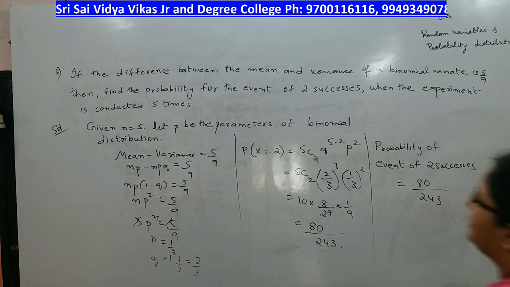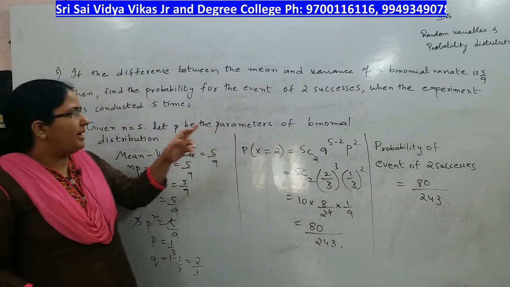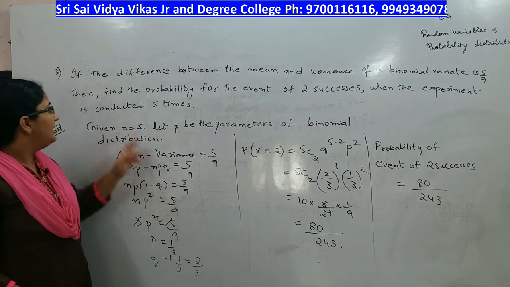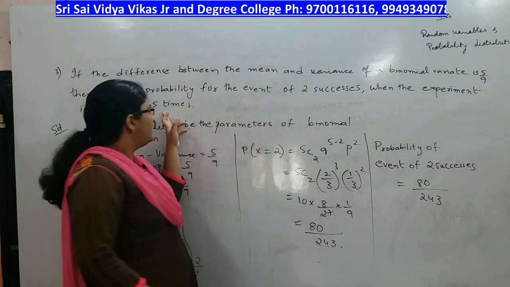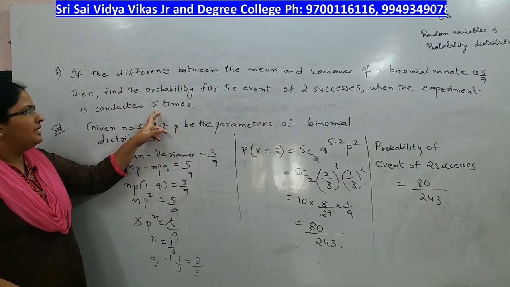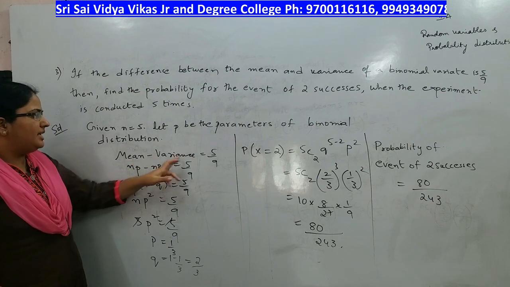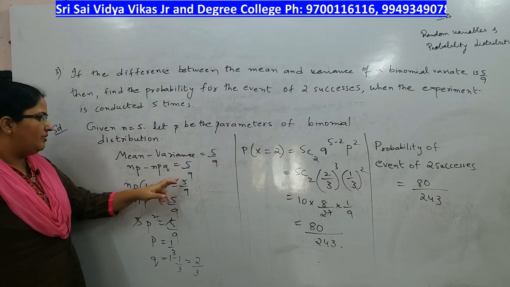Our next problem for today. If the difference between mean and variance of a binomial variate is 5 by 9, find the probability for the event of 2 successes when the experiment is conducted 5 times. That is, R value is 2, N value is 5, mean minus variance is 5 by 9, mean is equal to NP, variance is NPQ, that is equal to 5 by 9.